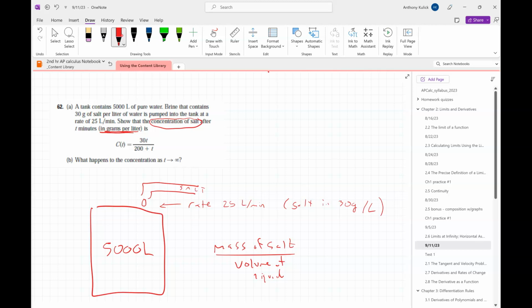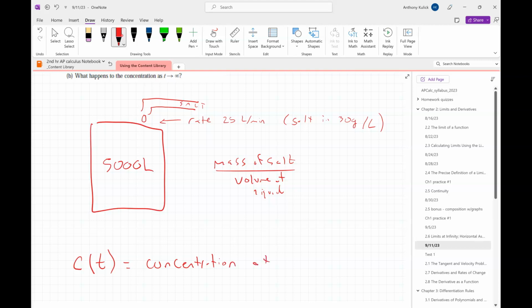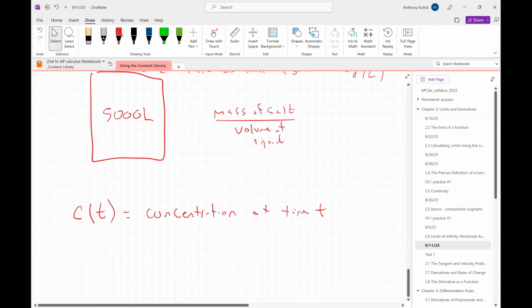What's the problem though? At every instant, those things are changing, because we have salt water coming into the tank that's adding salt to the tank and more water to the tank. Okay? So we'll say C of T is going to be the concentration at time T. Everybody agree with that? So let's do the volume first.